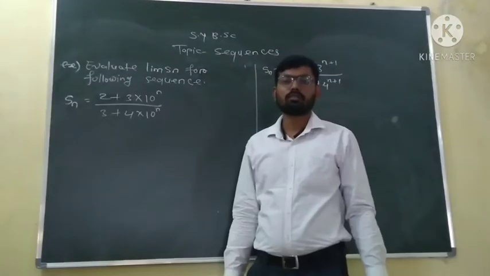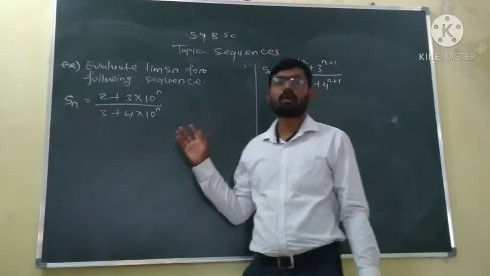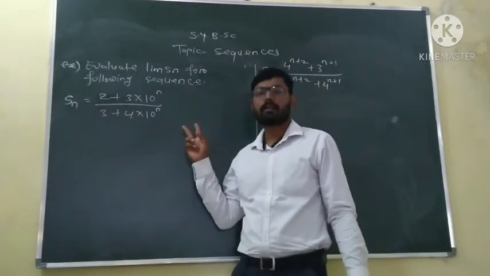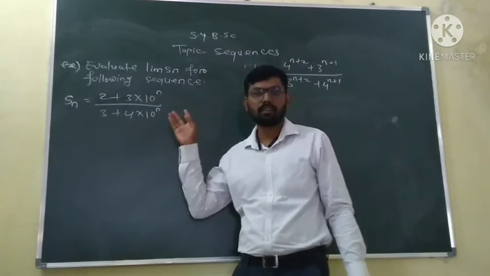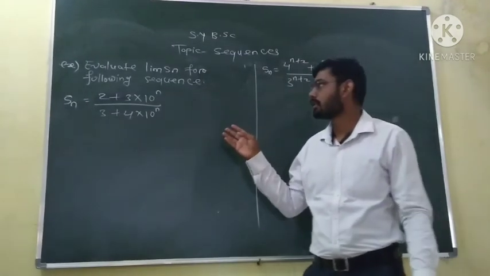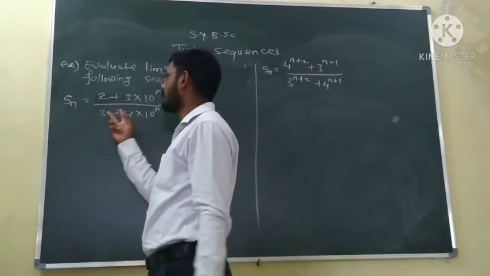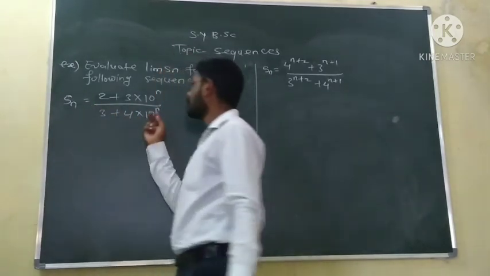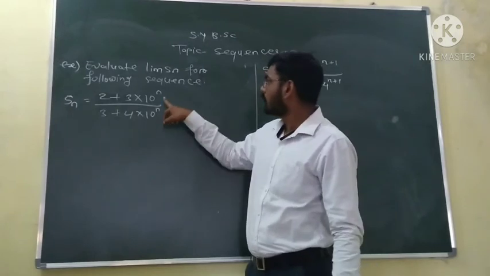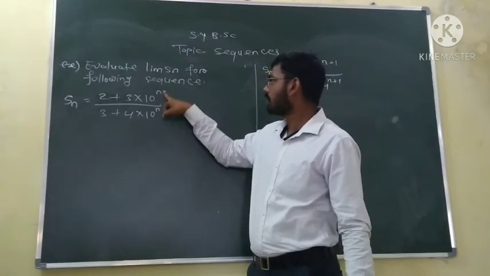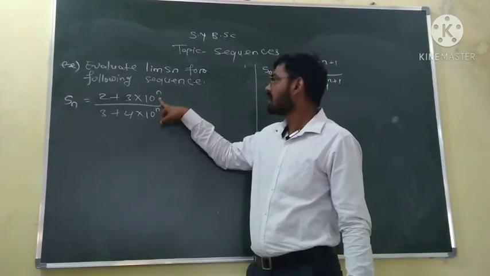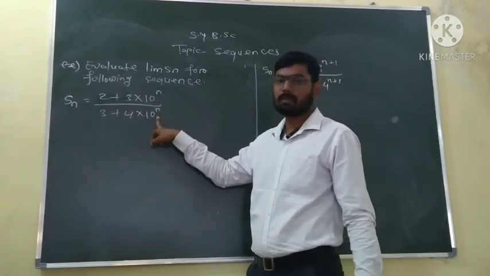Now we will see two more examples. These two examples have been previously asked in university examinations. So we have to find the limit of this nth term. First, here is 10 raised to power n, and here is 10 raised to power n, so we will try to divide numerator and denominator by 10 raised to power n.